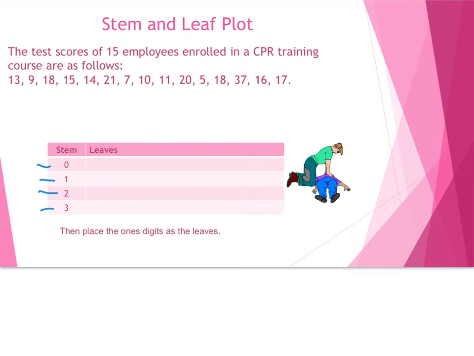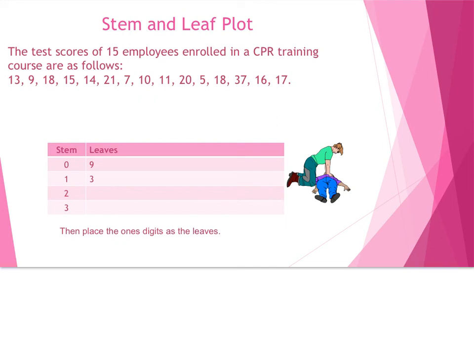So if I start at the beginning, my first data value is 18. Oh, I'm sorry, it's 13. On my screen I have something covering it. My first data value is 13. So that has a stem of 1 and a leaf of 3. My second data value is 9. 9 has a stem of 0 because it's a single digit number and a leaf of 9. Now 18 has a stem of 1 and a leaf of 8.